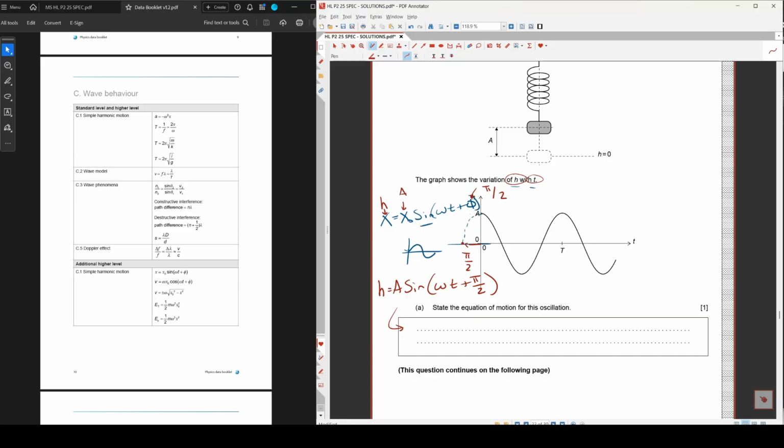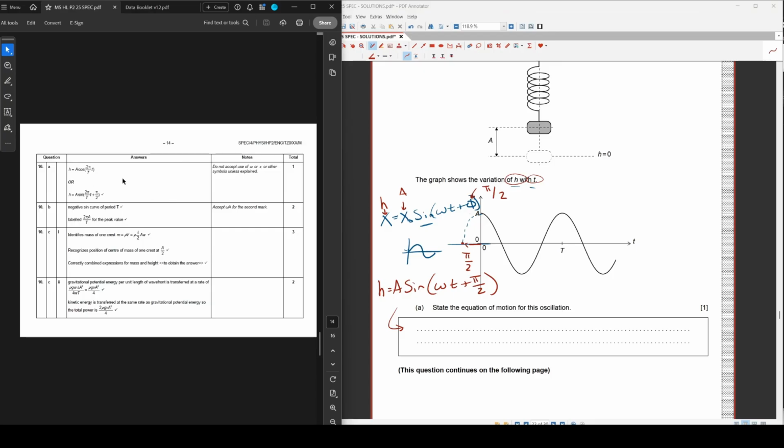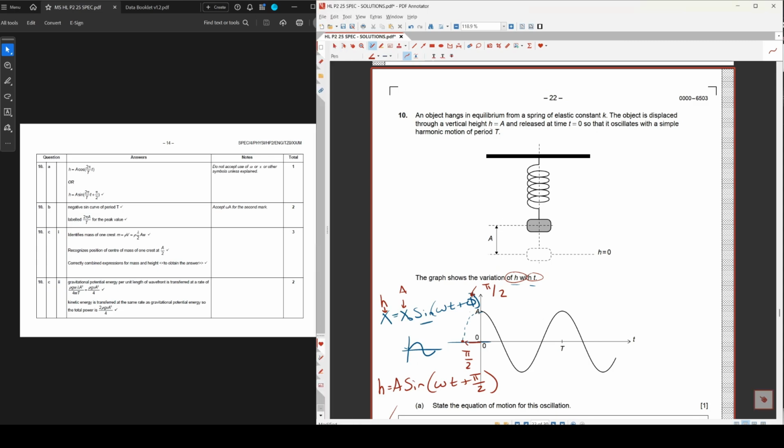Because omega is your angular frequency. We know what that is. For some reason, they say don't accept the use of omega or x or any other symbols unless explained. This I get, because you want to say h. We're talking about h. But what the heck? Why? I don't know why. I think that's dumb. But they're looking for us to put this in terms of, I think because they said period somewhere here, so they just want us to make sure we include the period in here. I guess. Okay, fine.